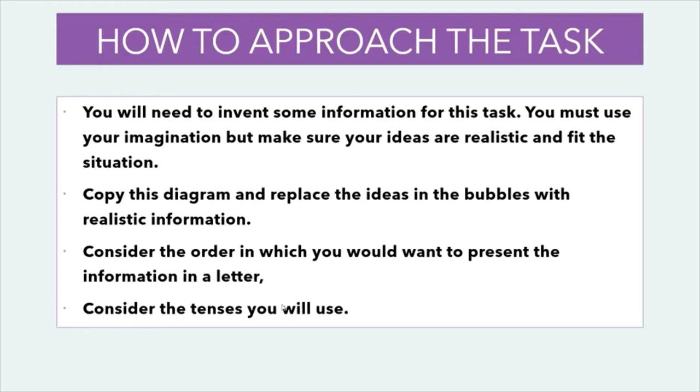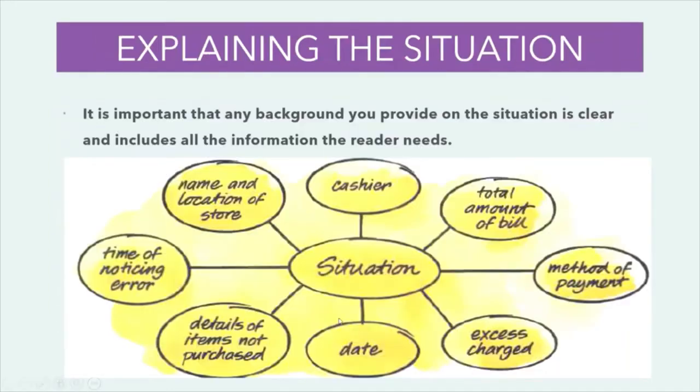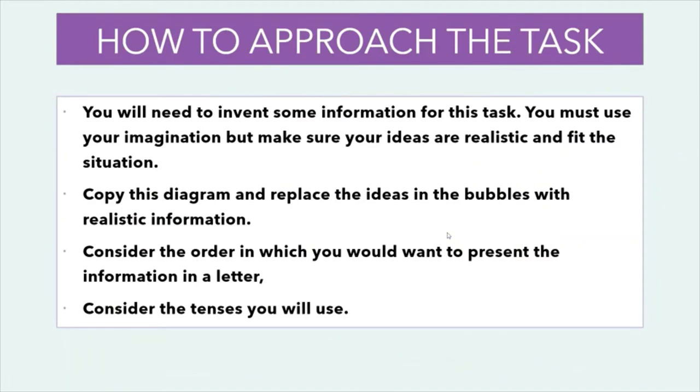So copy this diagram and replace the ideas in the bubbles with realistic information. Consider the order in which you would want to present the information in the letter. So you can start from here, name and location, second this, third this, the total amount of the bill, fourth, fifth, like that. You also need to make sure that you write everything in order, like a story, as if you are telling a story to someone.